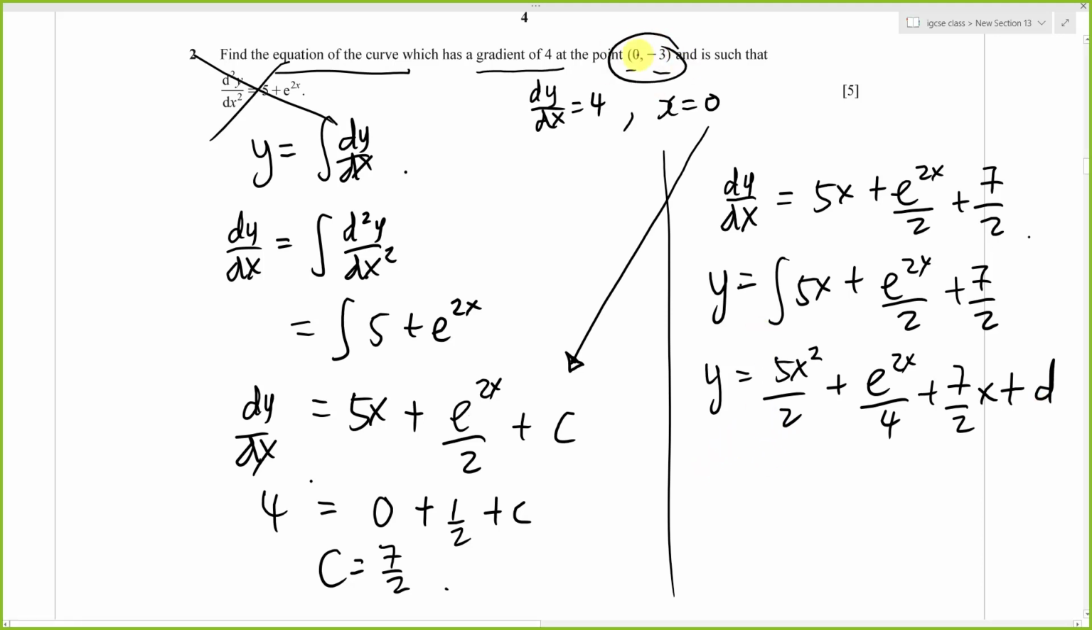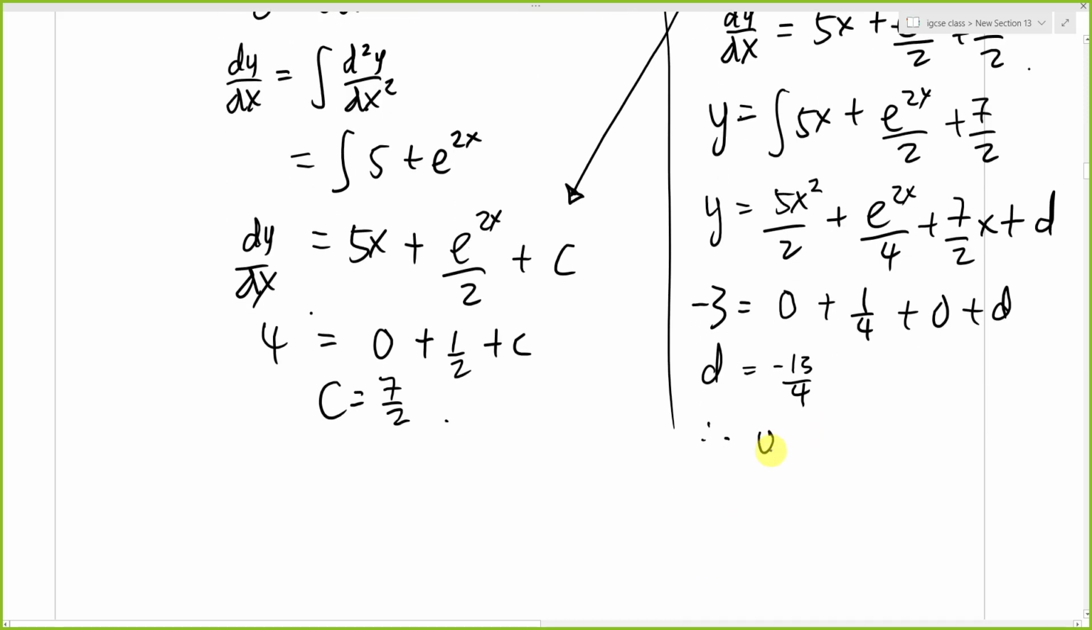So right now you will need to use x and y. y equals negative 3, x equals 0 is easy. 0, 1 over 4, 0 plus d. Then d will become, okay, negative 3 will be negative 12 over 4, negative 12 over 4 minus 1 over 4 will be negative 13 over 4. Okay, so my final equation here should be y equals 5 over 2 x squared plus 1 over 4 e to the 2x plus 7 over 2 x minus 13 over 4. Yep, this one should be my final equation.